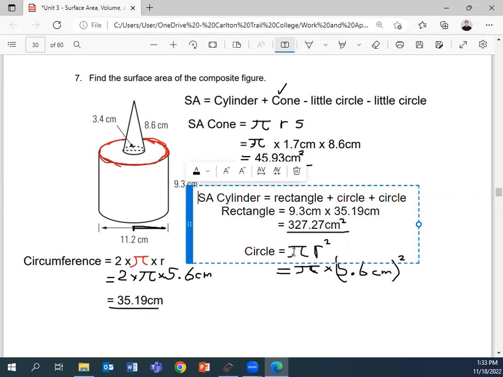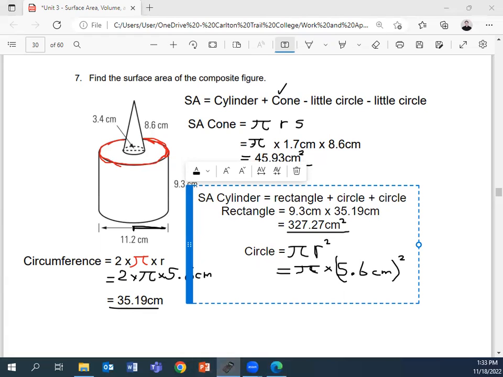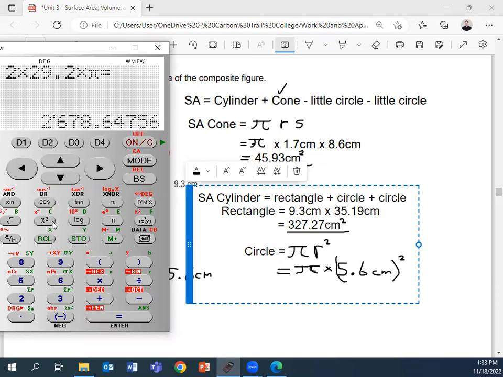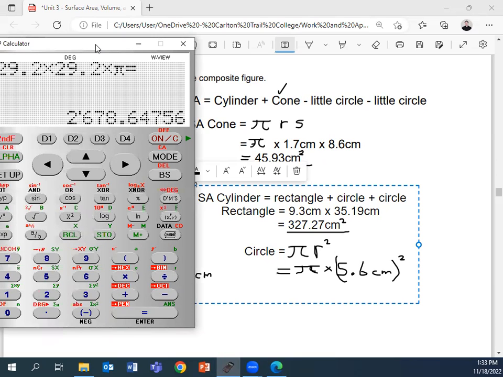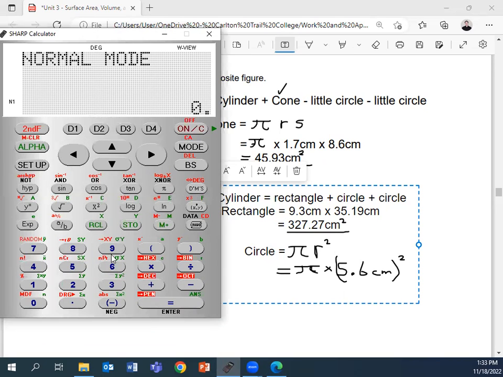Is this button here that squares it? Yeah, that button would square it. You just have to be careful with how you put it in. Because you don't want to do pi times the radius and then square that. You want to do just the radius squared, then times it by pi. So you could do 5.6 squared equals, then times pi. That works.